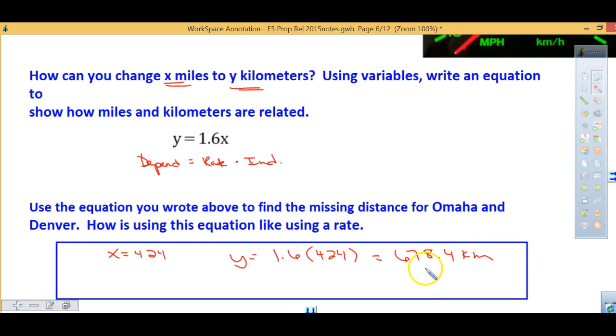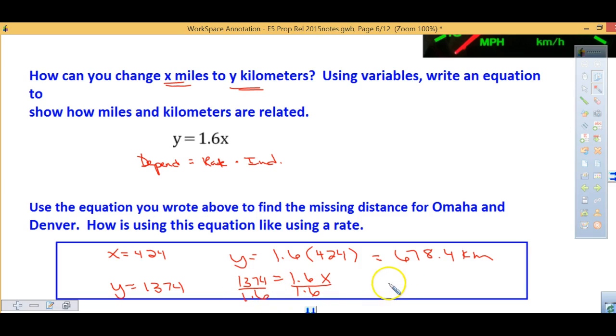Pretty close to what we guessed. If we're doing it the other way, what we know is that y was equal to 1374. And so we're going to go to our equation. In place of the y, we're going to put 1374 is equal to 1.6 times x. And just as we did ours, we're going to do our division.